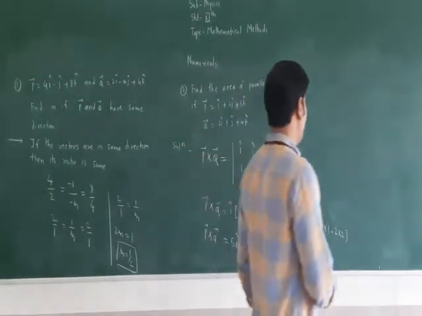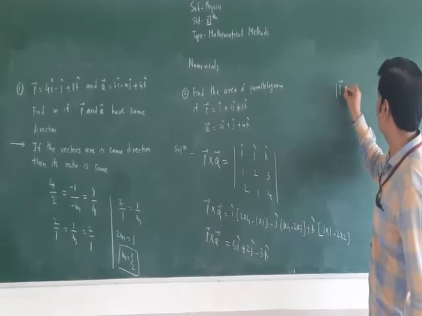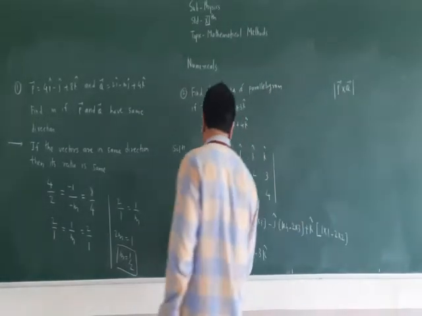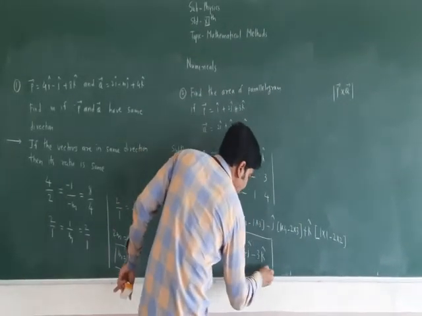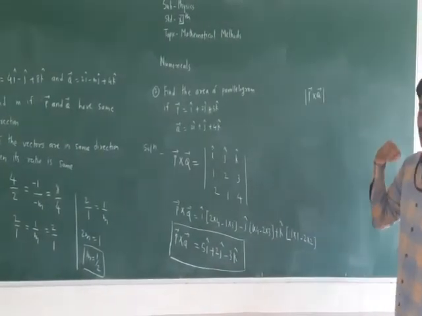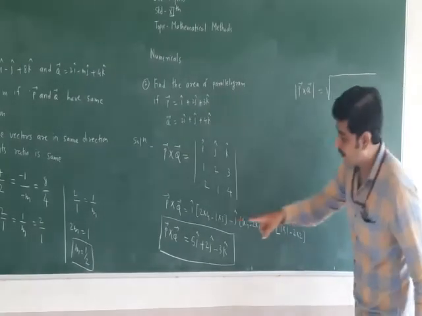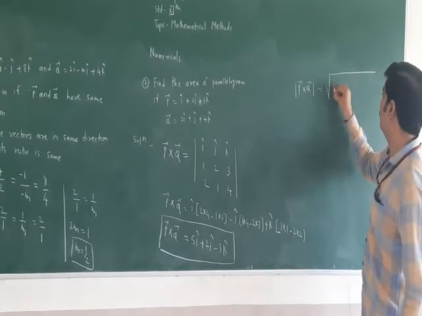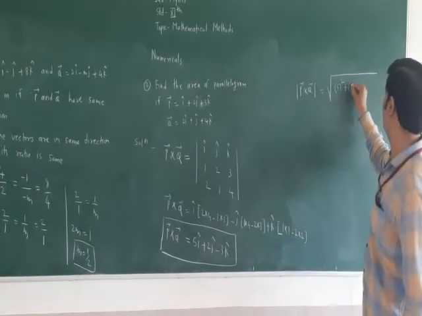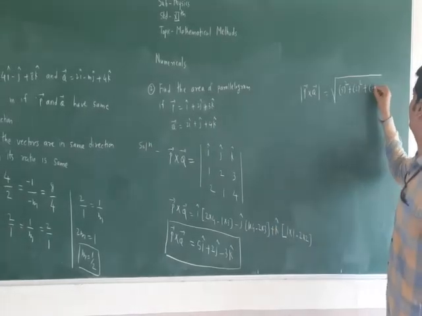In order to find the area of parallelogram, you should take the magnitude. And in order to find the magnitude, you should write the vector P cross vector Q. Remember, for the cross product, you should write only up to this. But in order to find the area of parallelogram, we have to write this symbol. This is called a magnitude. So we know how to calculate the magnitude. Write the square root. Take this number 5 square, plus take this number 2 square, plus take this number minus 3 square.